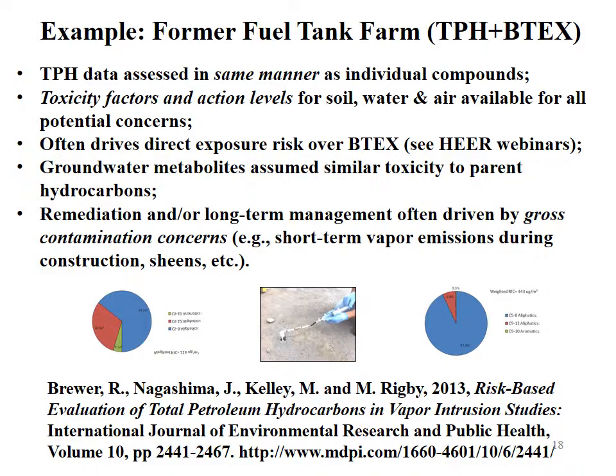Let's go through a quick example. In this case, it's a hypothetical former fuel tank farm, and the main contaminants of concern are TPH and BTEX. This is going to look a lot like the Lowe's development on Nimitz Highway in Hawaii. It is based on that, but I compiled ideas from other sites and just tried to simplify it.